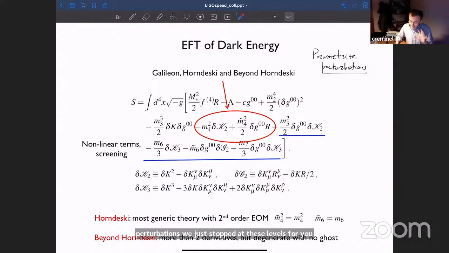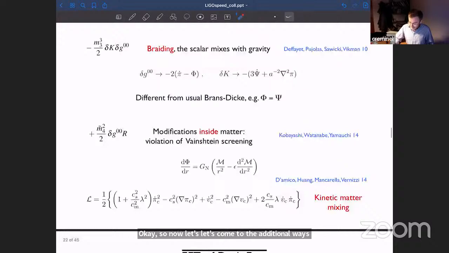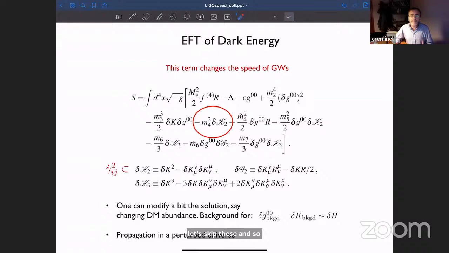Okay, so now let's come to gravitational waves. The one point that I want to make is that some of these operators change the speed of gravitational waves. And since we now have very nice measurements of the speed, we have very tight constraints on these operators. Let me explain this because it's an important point.